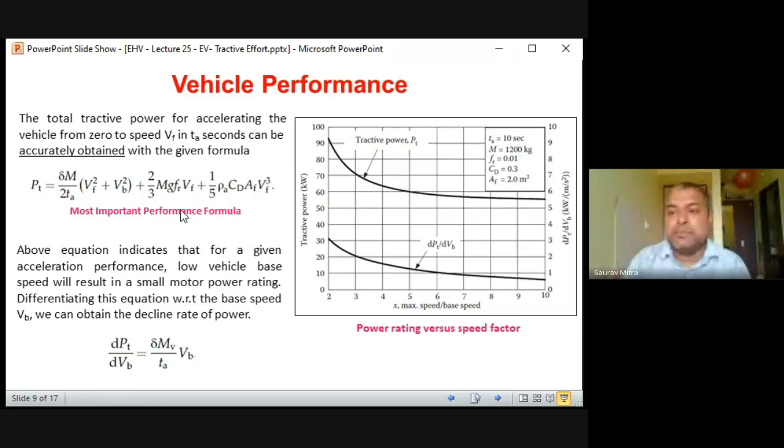Now from here we are finding that the most important performance formula is this PT, and this formula has every term, and we gave quite a lot of time while doing the first module to derive this equation, if you remember. So this is another thing, this power rating versus the speed factor. Here you are finding how the PT is reducing. PT is the actual tractive power which is taking the vehicle forward, and this is dPT/dvb. So how the PT is changing with respect to vb, this you are also finding here. With respect to vb, what is the relationship of PT? That is shown here.